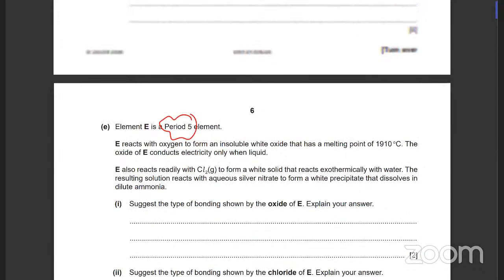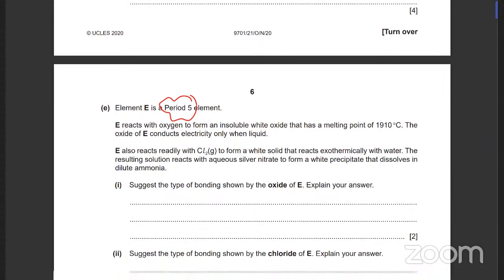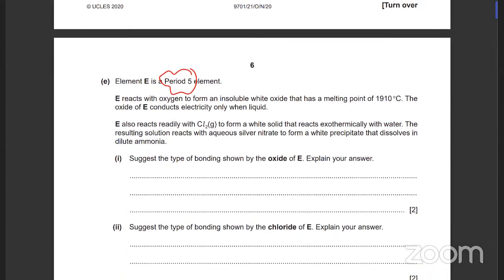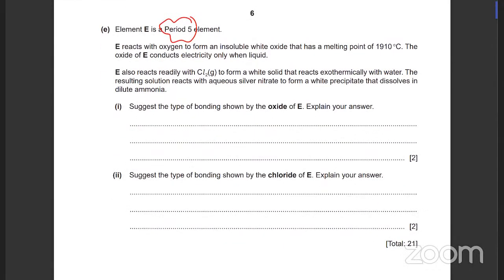Here, let me tell you, it's 21. This is Winter 20, paper 2-1. Okay, this one. Just a second. Okay, this one.